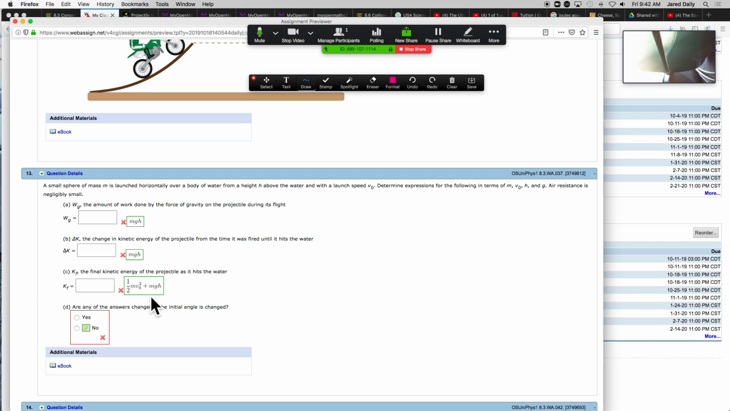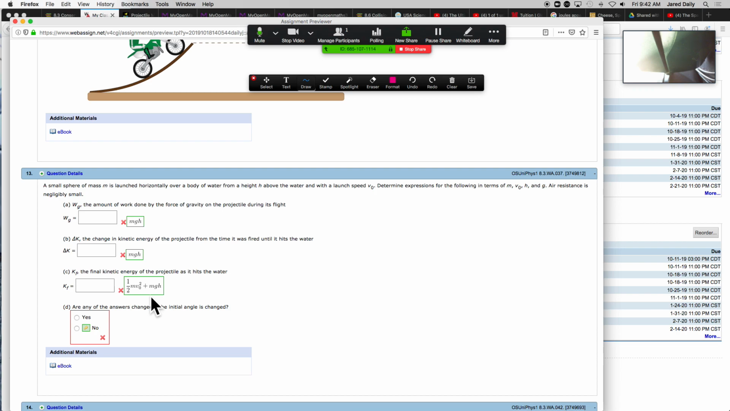And I think that's really the big confusing part there, is that most people write 1/2 mv squared, but they didn't tell you you could use v. You can only use v naught. So since 1/2 mv squared is equal to 1/2 mv naught squared plus mgh, you can just write down the other side of the equation.